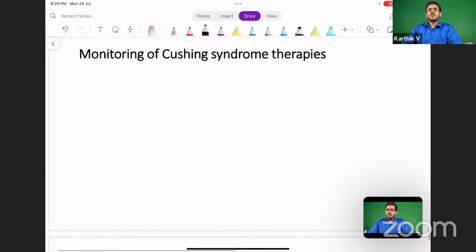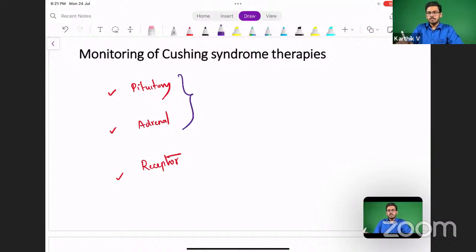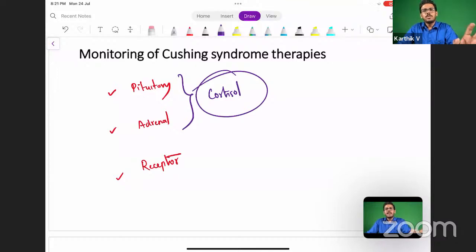So monitoring of Cushing syndrome therapies, as you know, you have three types of drugs. You have the pituitary directed drugs like pasireotide and cabergoline. You have the adrenal directed drugs like ketoconazole, metyrapone, mitotane, osilodrostat, etc. Then you have the receptor directed drugs. So for pituitary and adrenal directed drugs, you look for cortisol levels. Cortisol levels are used for monitoring the pituitary and adrenal directed therapies.